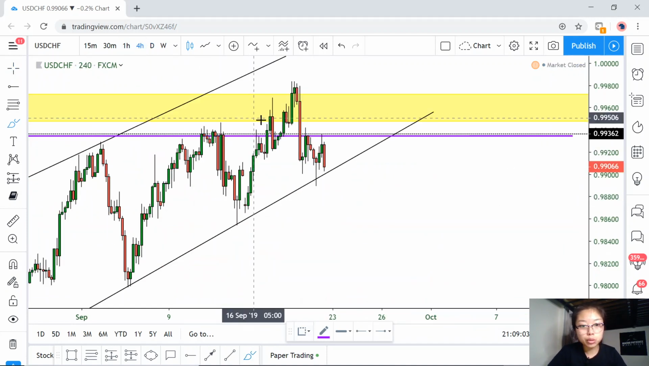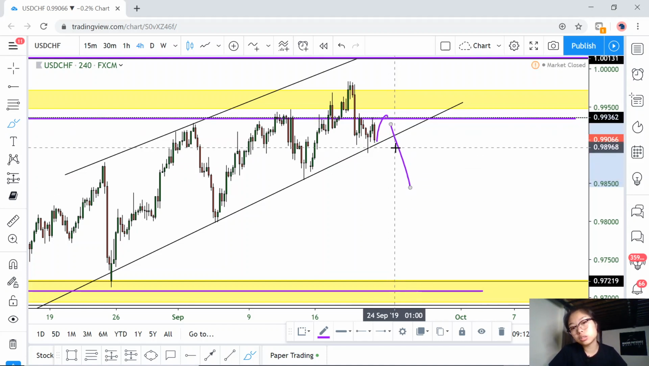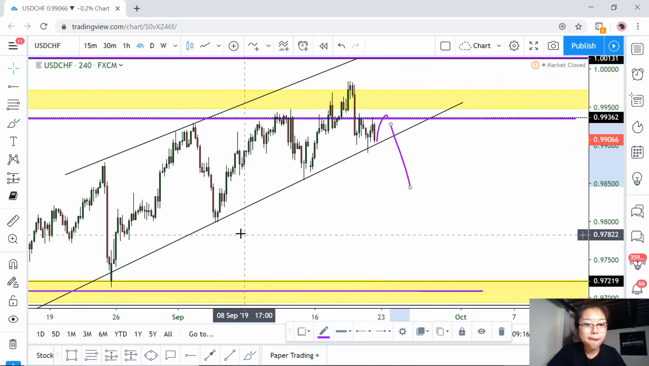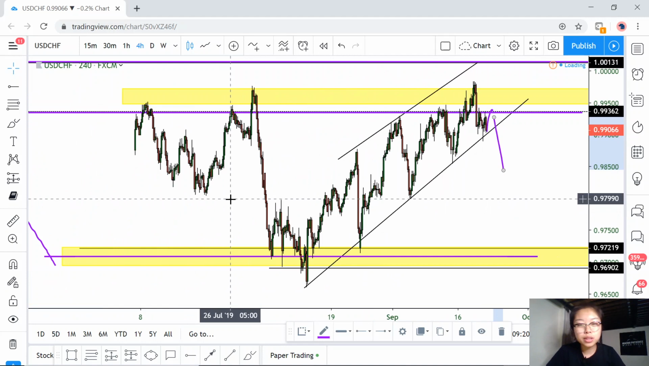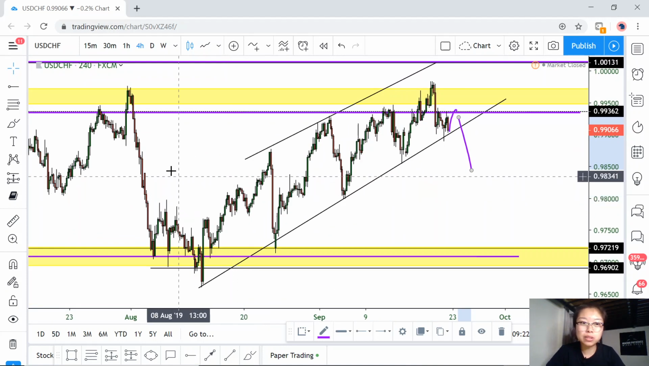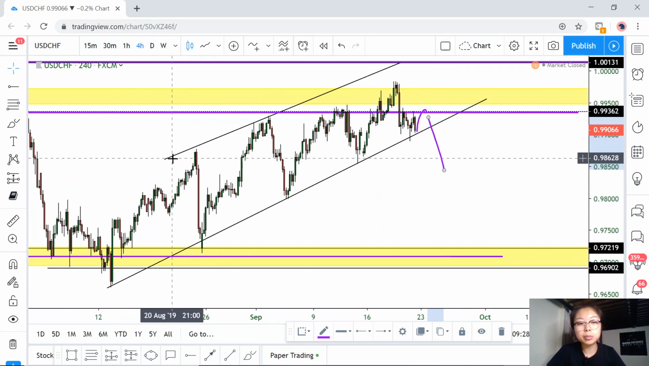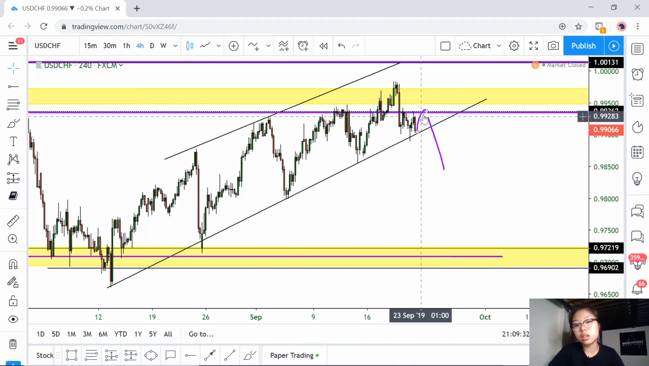So if it's able to make another run for the 0.995 area and then falls, that would be a good scenario for me. That's all I see for USDCHF. I don't like this pair. Yeah, just don't like this pair. Would like the channel to actually be broken before anything.